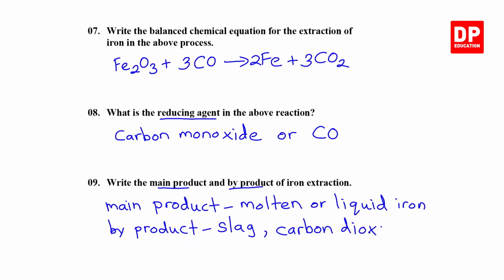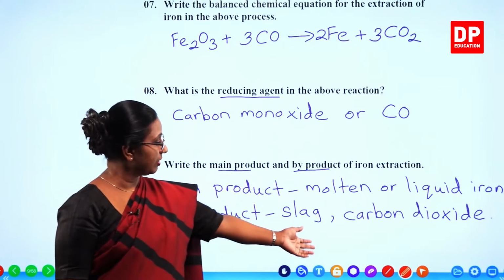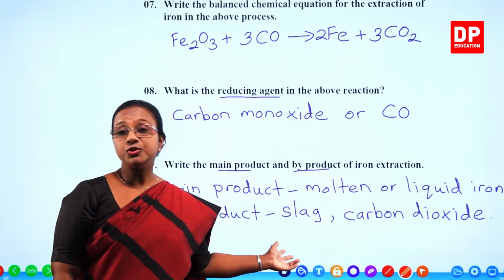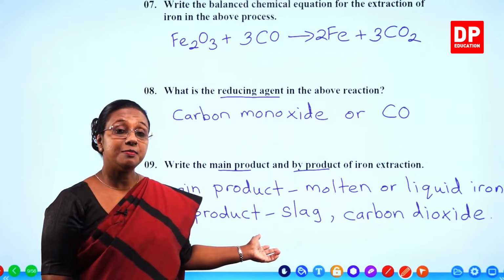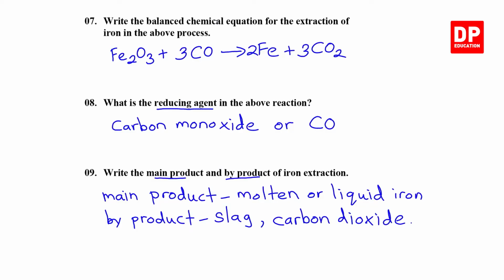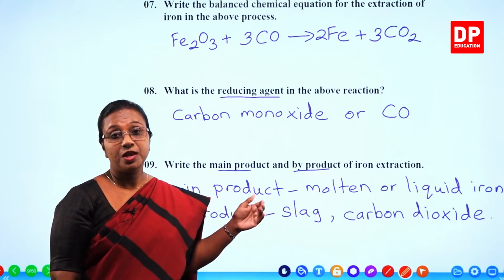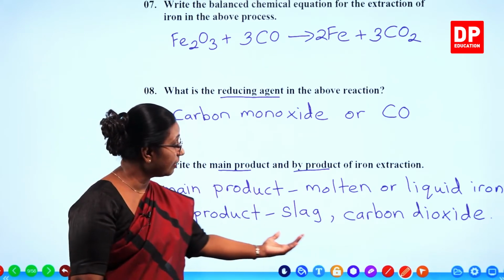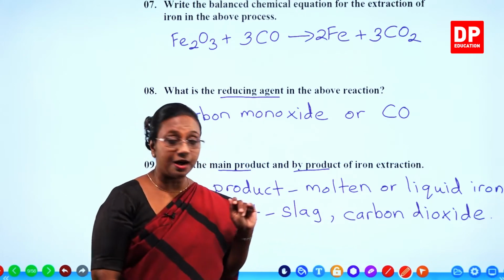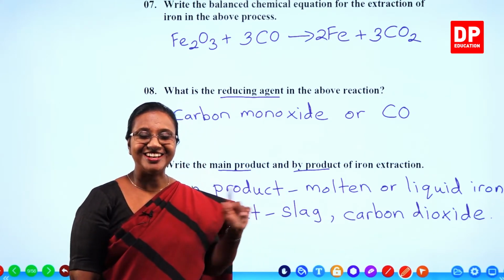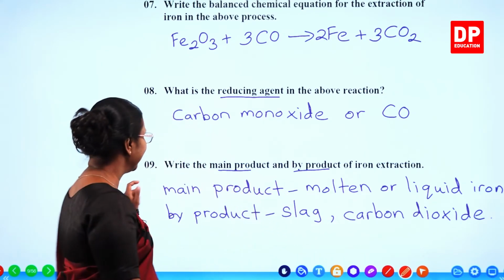Carbon dioxide. If you want, you can write the chemical formula CO2. Slag also, you all know, is calcium aluminate and calcium silicate. Calcium aluminate, you know, CaAl2O4 and calcium silicate CaSiO3. So like that, you can write the chemical formula also, but it's easier to say slag and carbon dioxide. With that, students, I will move on to the next slide.